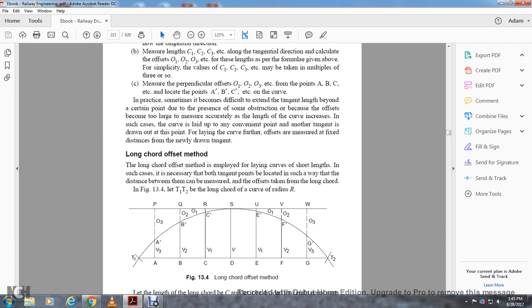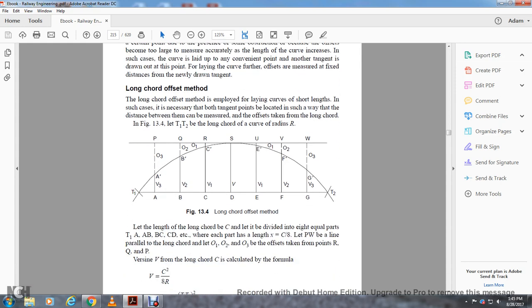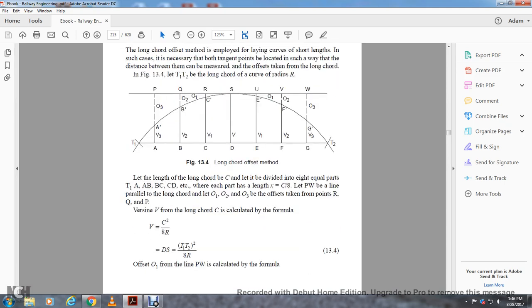O1, O2, O3, P, Q, R, U, V, W, S and V, the standard midpoint. Inside the curve A, B, C, E, F, G. Tangent 1 and tangent 2. The length of the long chord C is divided into 8 equal parts, T1, A, B, B, C, C, D, etc., where x equals C divided by 8. Let PW be a line parallel along the chord. Let O1, O2, O3 be the offsets taken with radius R at points R, Q and P. The versine V of the long chord C is calculated with the formula.